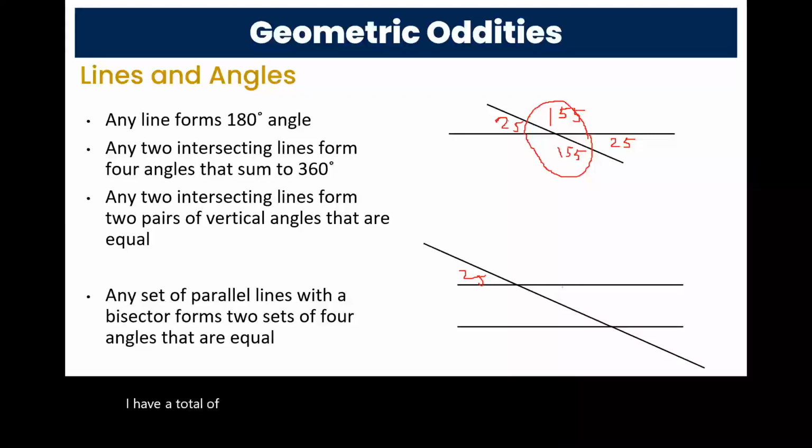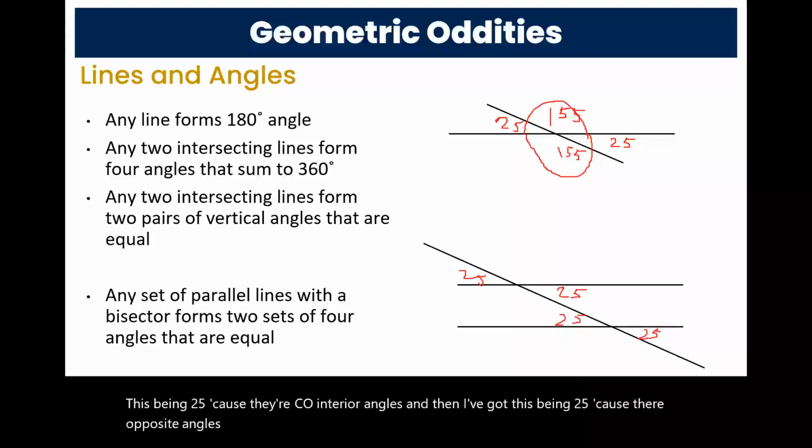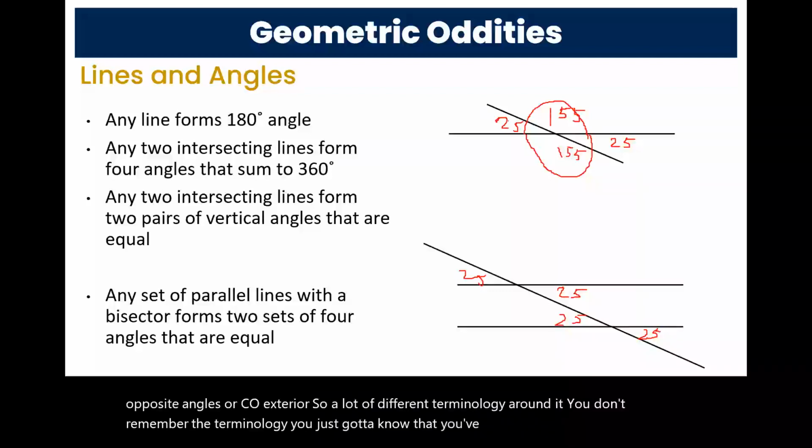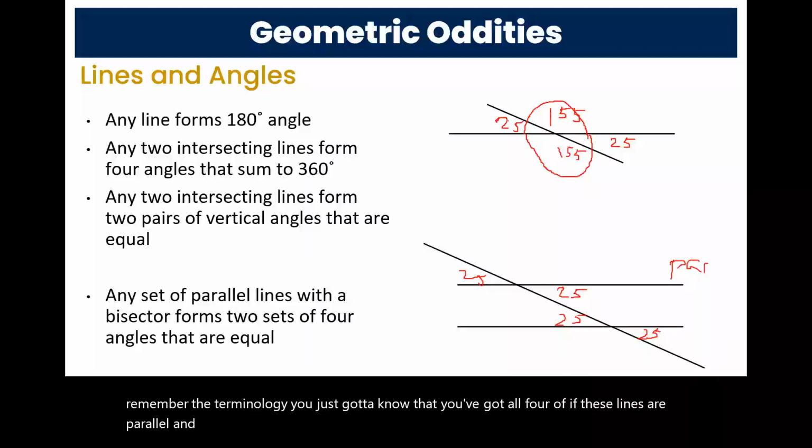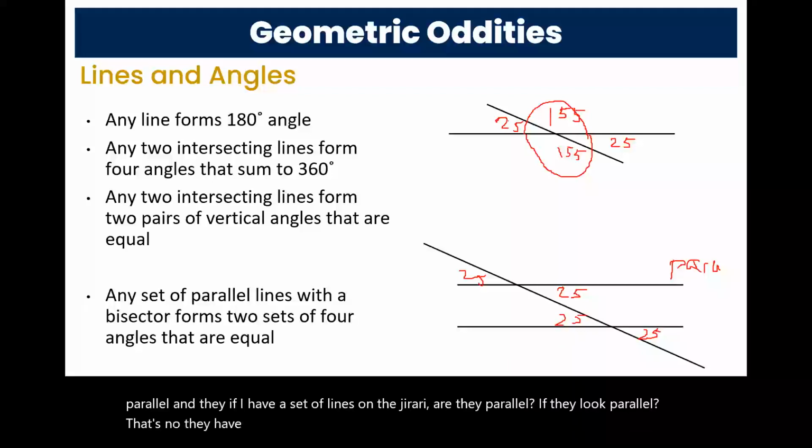So, I could say this is 25 because they're opposite angles, and then I've got this being 25 because they're co-interior angles, and then I've got this being 25 because they're opposite angles or co-exterior. So a lot of different terminology around it. You don't have to remember the terminology. You just got to know that you've got all 4 of those if these lines are parallel. And if I have a set of lines on the GRE, are they parallel if they look parallel? That's a no. They have to tell you that they are parallel.